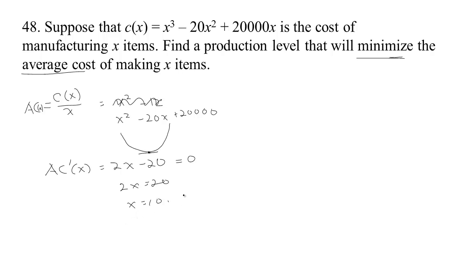So this is the production level. So x should be 10, so find the production level. The production level, we should make 10 items. That will minimize the average cost of making the items, the cost per item, basically.